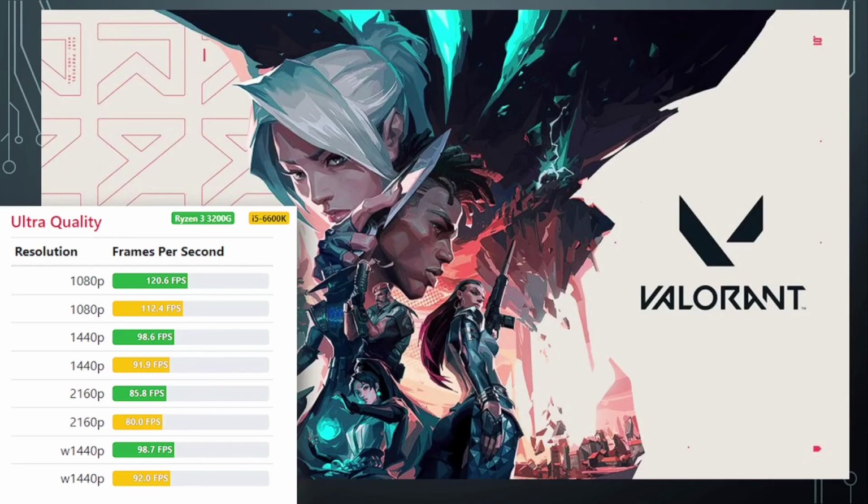So overall, with the different resolutions on our screen, we can see that the Core i5 6600K has a lower FPS than Ryzen 3 3200G, which means the Ryzen is way better than the i5 in playing Valorant.